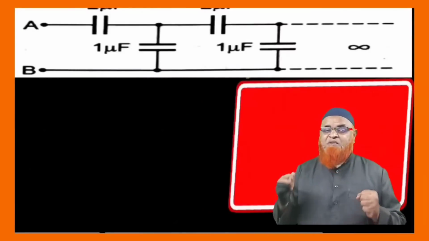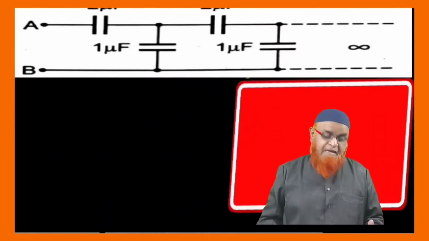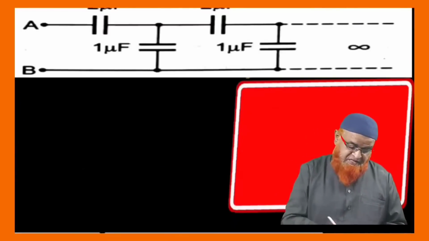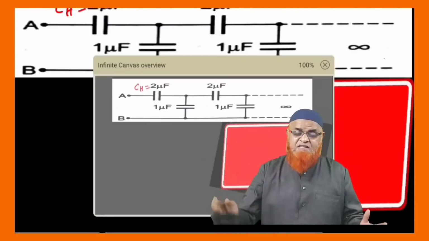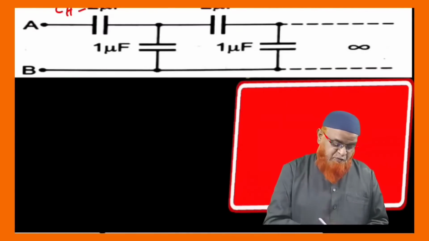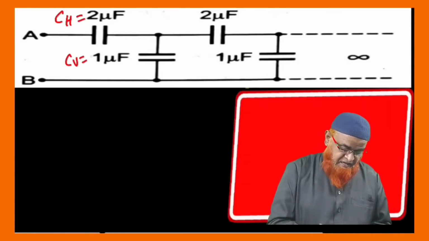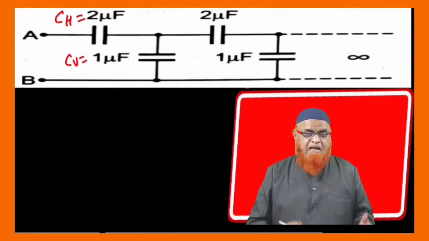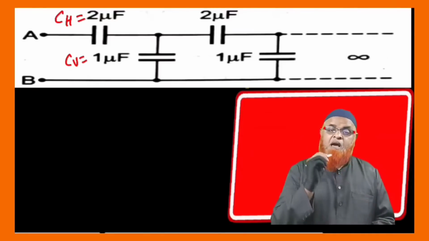Oh my dear students, let us find a shortcut method for this problem which is given here. One is the horizontal capacitor, which is written as C horizontal, and is nothing but 2 microfarads. It's an infinite series. And here let us imagine there is one more capacitor, which is C vertical, and C vertical is nothing but 1 microfarad. Is there any simple shortcut formula to solve this problem? Definitely I've got a simple shortcut formula. What is that shortcut formula? We'll discuss here.